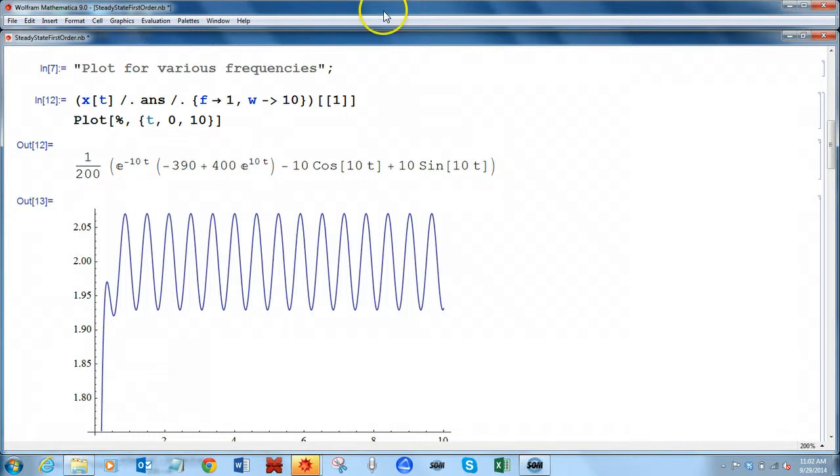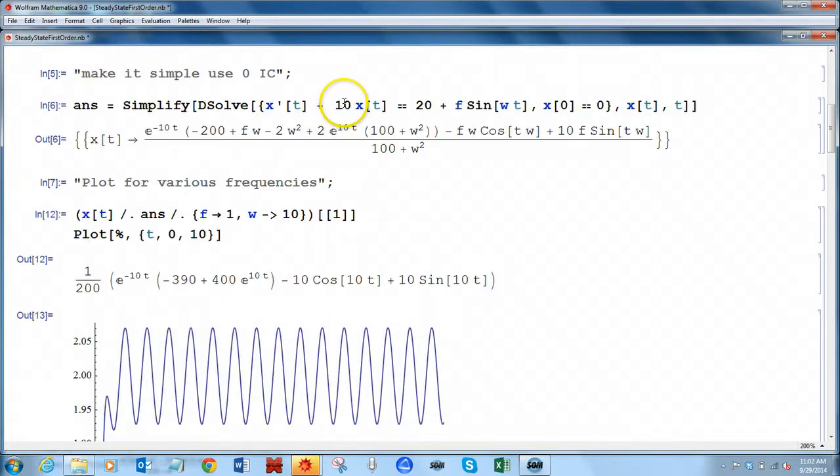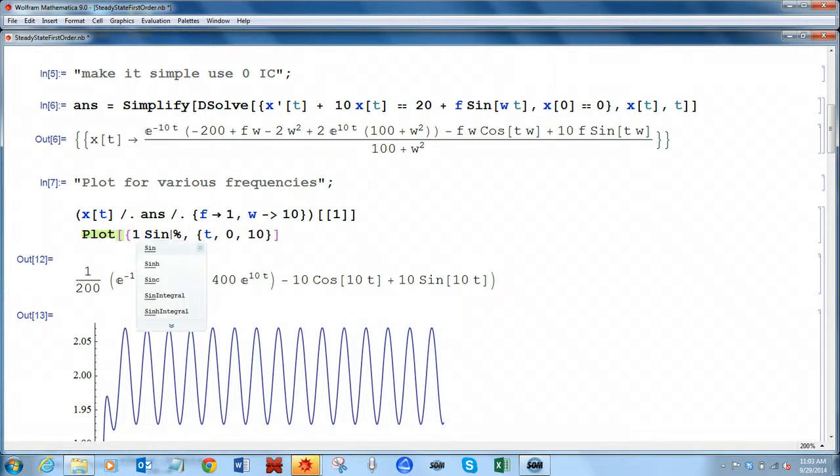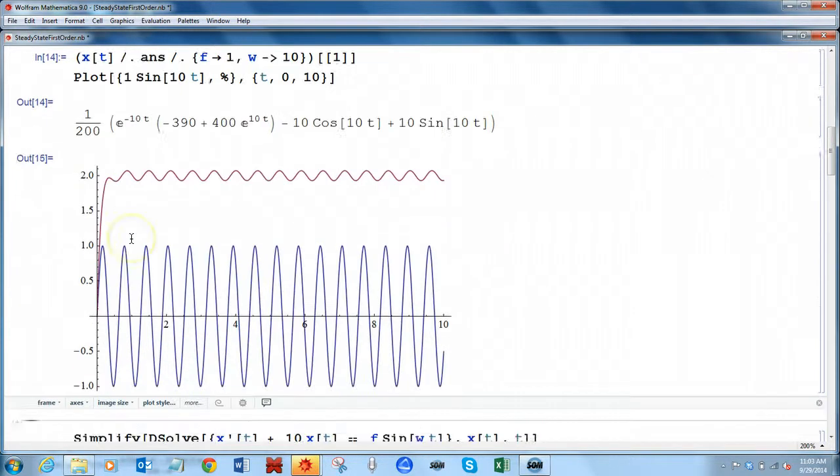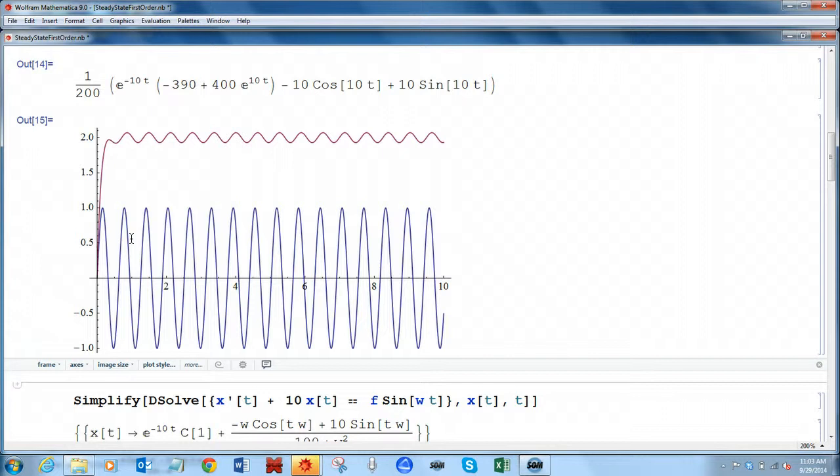Let me show you, let me plot the input. The input is f sine omega t, so f is 1. So let me plot, we'll say f is 1, so 1 sine of omega t. What's omega? Omega is 10. 10 times t. I shouldn't do this on the fly, but there we go. Okay, so this red is the input.